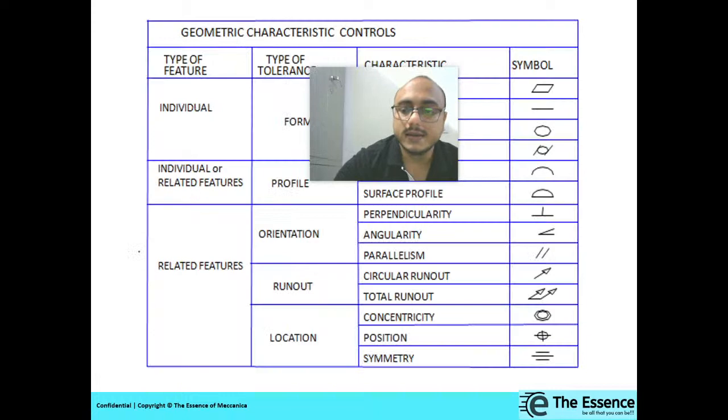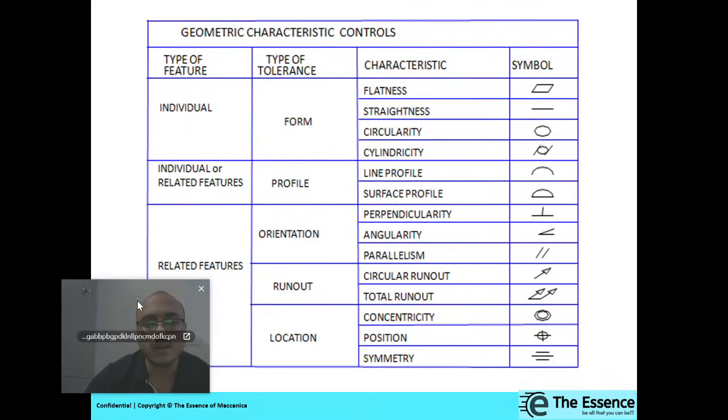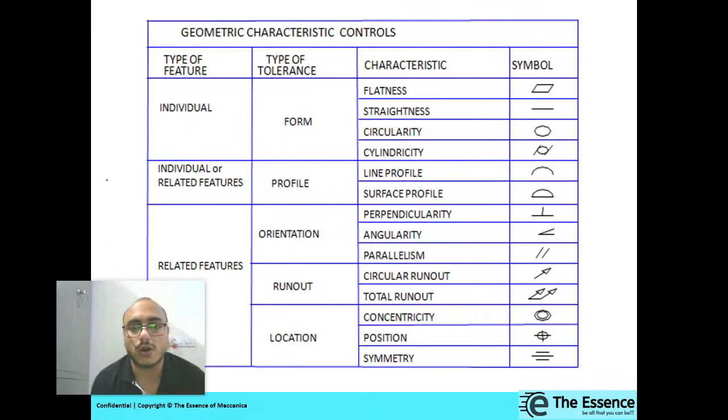Now let's move ahead and discuss the symbols. There are 14 symbols of geometric tolerances. Four are form symbols: flatness, straightness, circularity, and cylindricity. These four tolerances are absolute and not dependent on any feature. They are for an individual feature, so they do not need any datum. If I say it is flat, it is absolutely flat.